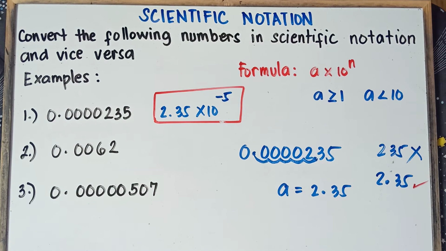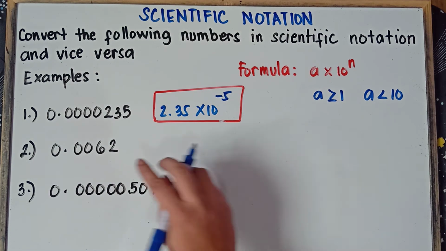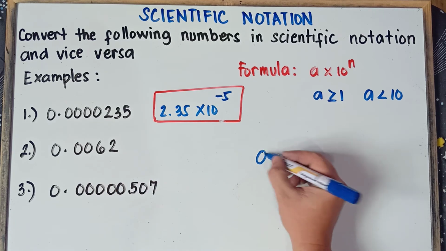Alright, so let's proceed now to example number 2. Alright, so example number 2, our given number, we have 0.0062. So let me just copy this one.